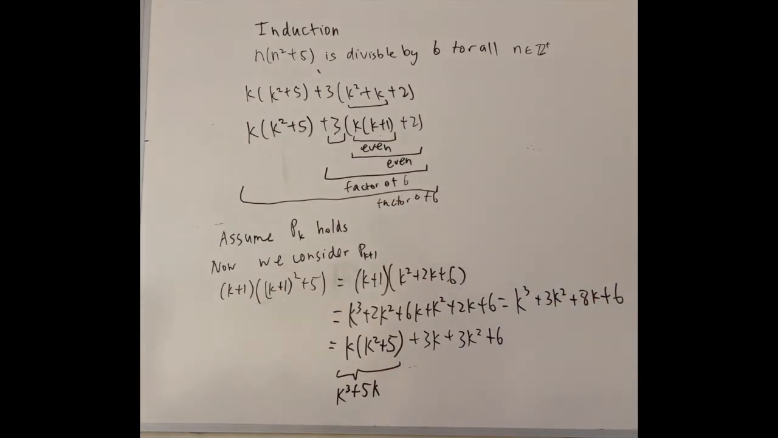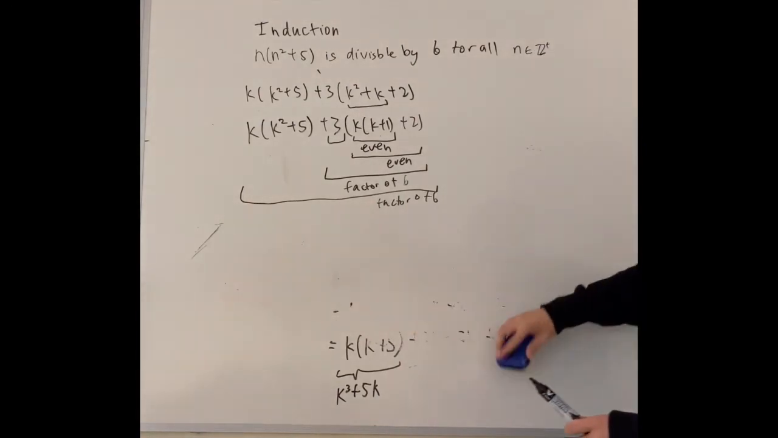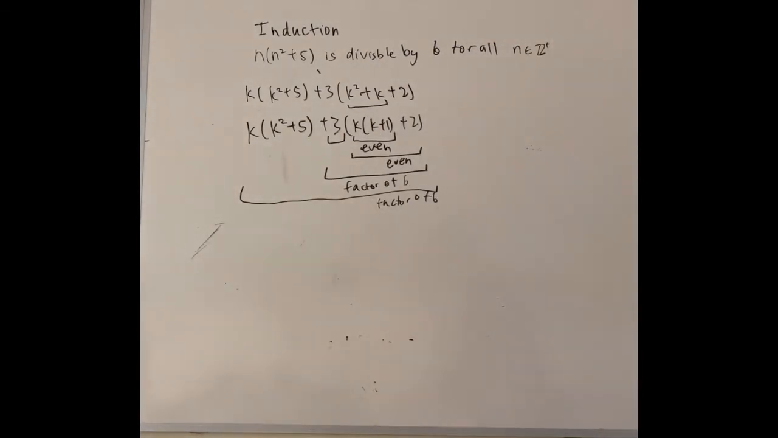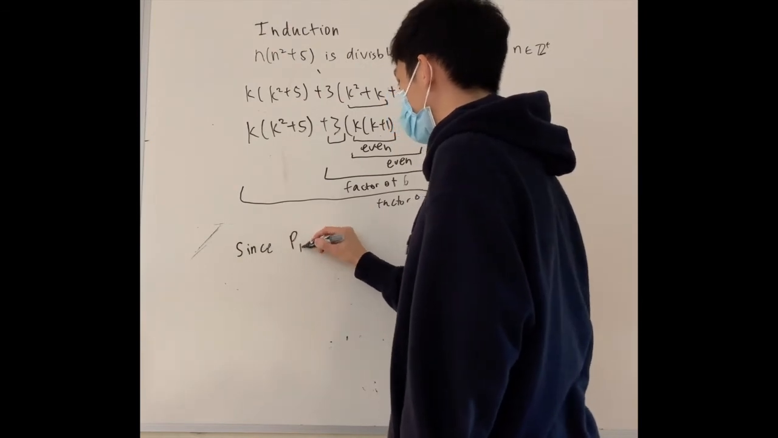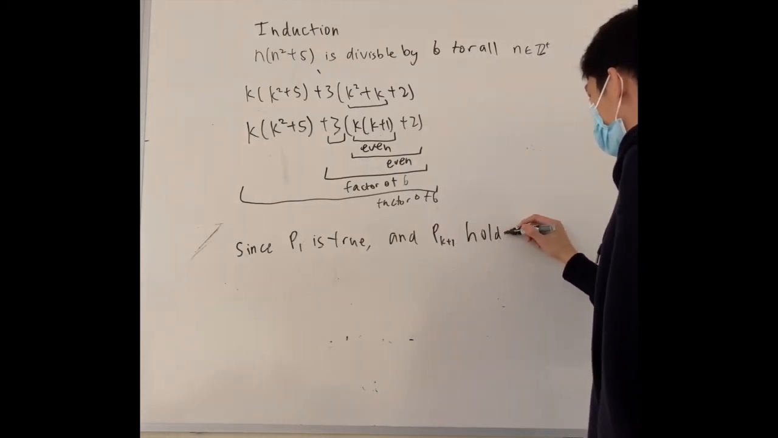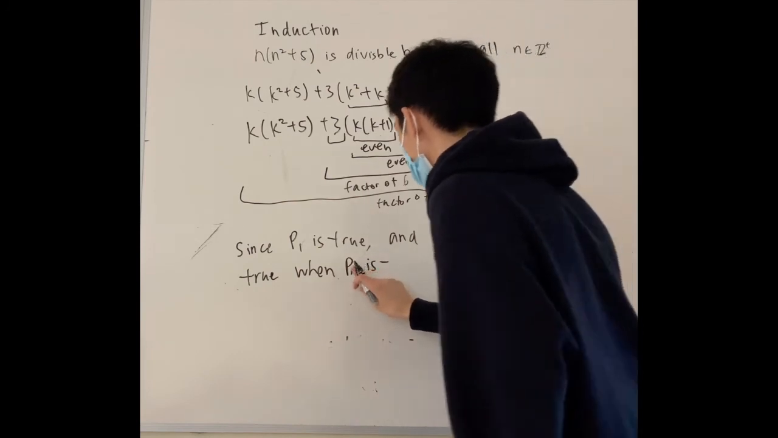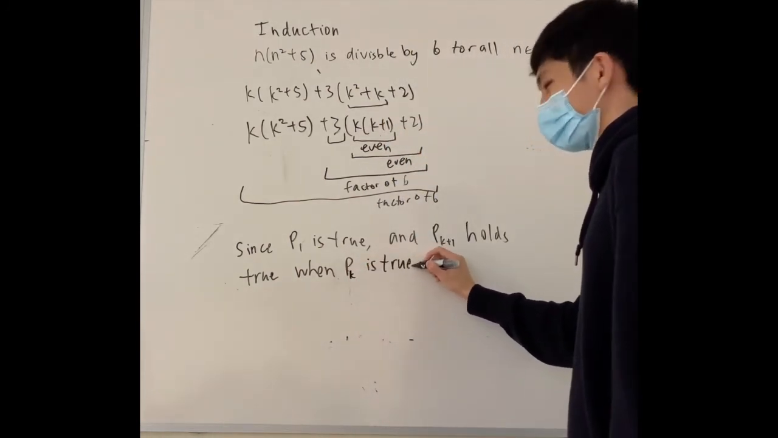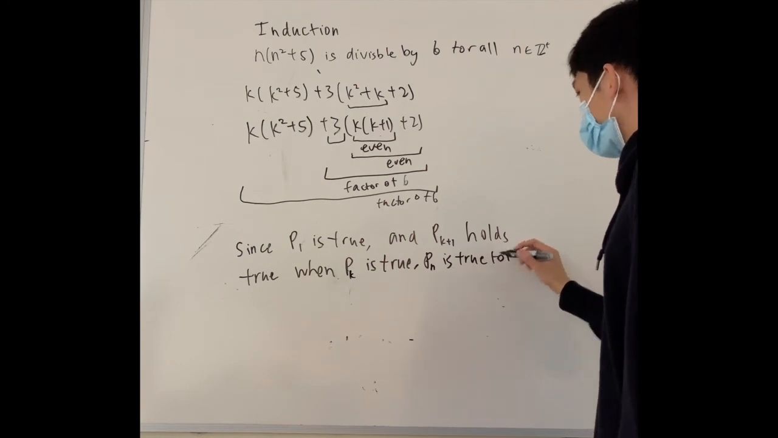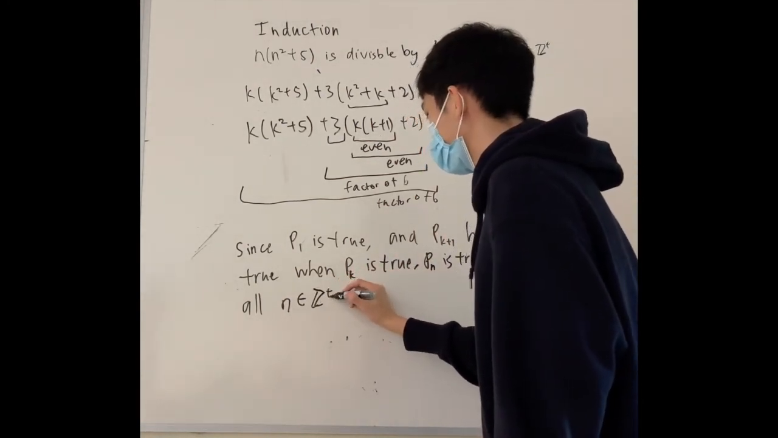And we're not quite done yet. All we have to do now is write our conclusion. For a typical conclusion, what we write is: since P(1) is true and P(k plus 1) holds true when P(k) is true, that's my bad, P(k) is true, and thus P(n) is true for all n, and note the domain, positive integers, and we're done.